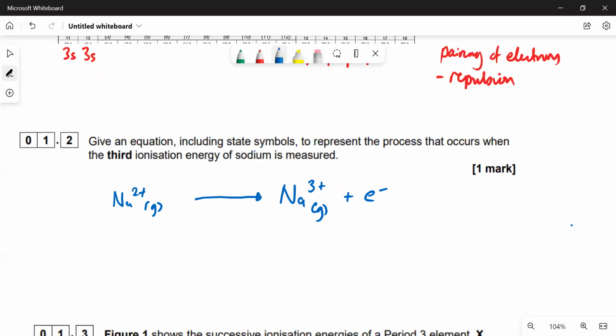Okay, of course, the common wrong answer there would be somebody going from sodium to Na3+ plus 3 electrons. That is the wrong answer. That would actually be a combination of the first, second, and third ionization energies. That would be wrong.